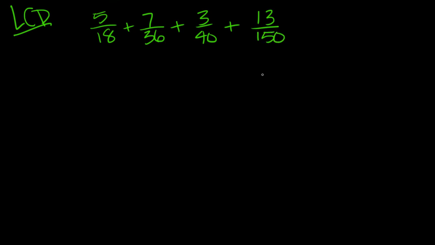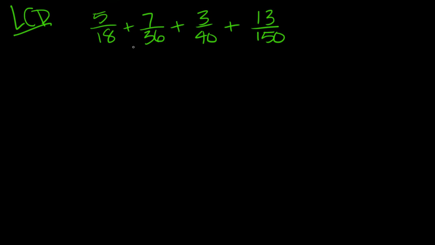Then we know that we need to find the LCD because we're adding fractions. And the same is true for subtracting fractions. When the numbers are really small, though, many of us just do it in our head. But when our numbers get a little bigger like this, sometimes it's not quite so obvious what the LCD of 18, 36, 40, and 150 would be. So the best way to approach this is to actually break down all of your denominators into their prime factors.